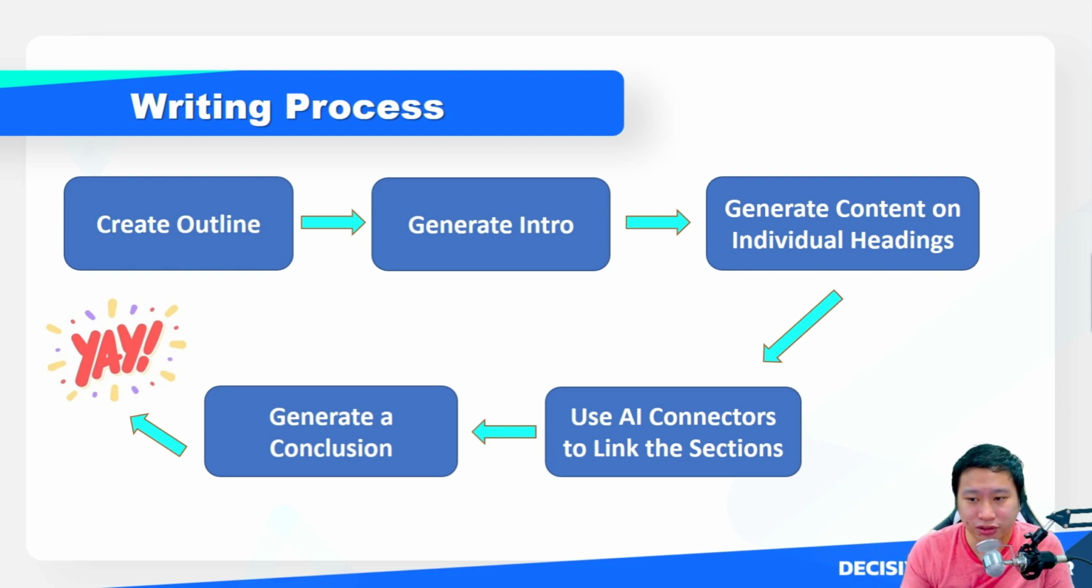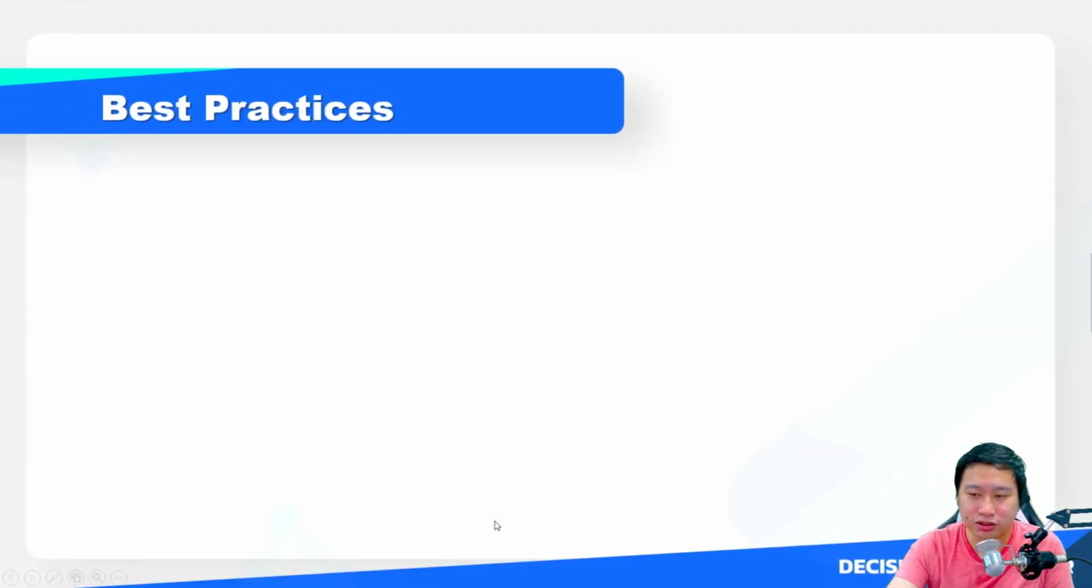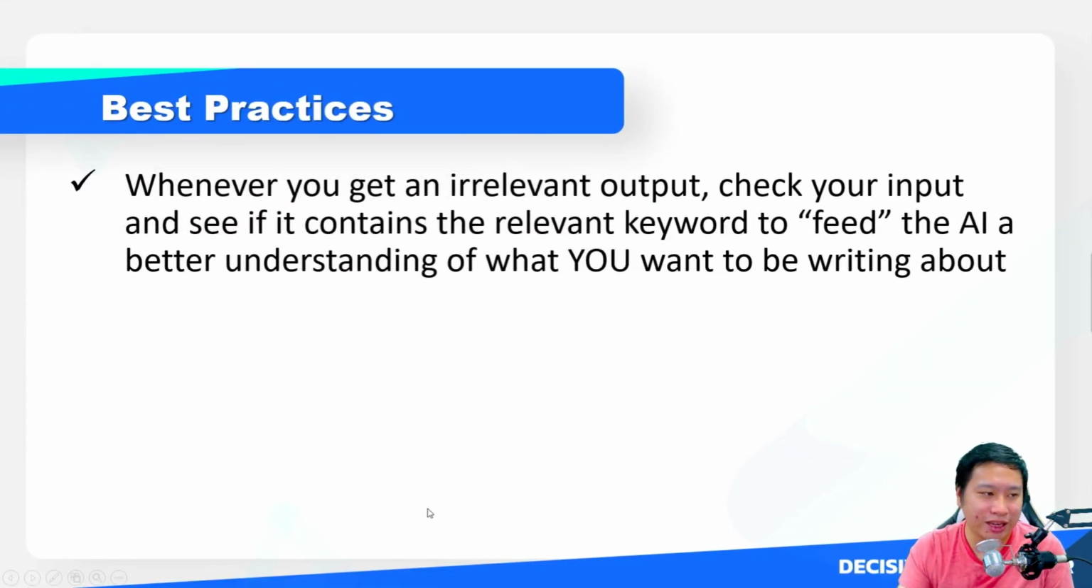And with SkillNut as well, they have a conclusion feature, so you can generate a conclusion for your article to end it off. And then that will be all. This will be the entire process. Okay, let's talk about the next thing as well, which is the best practices.